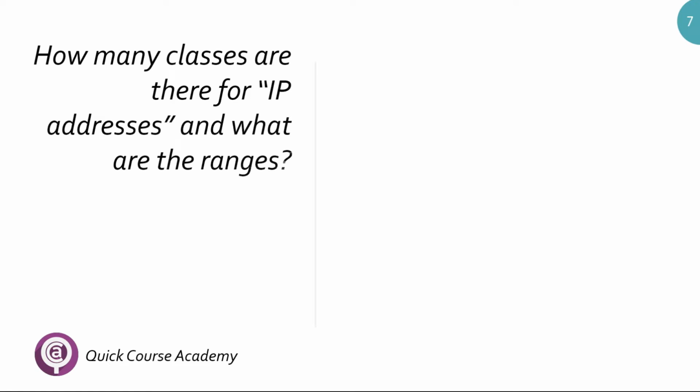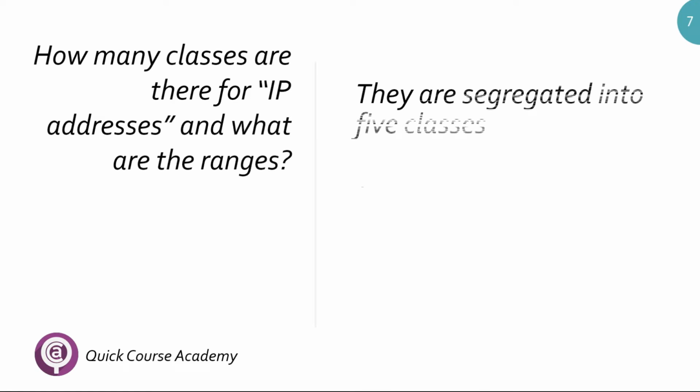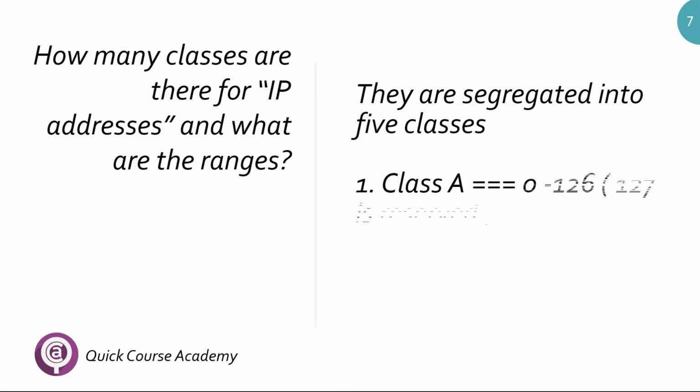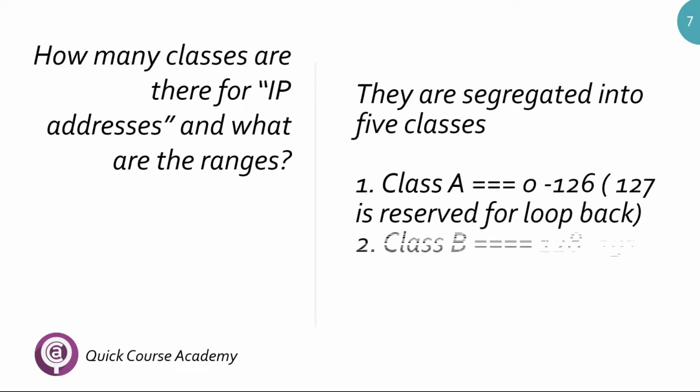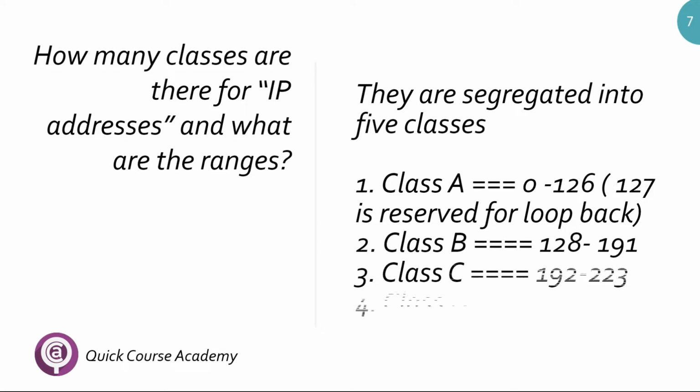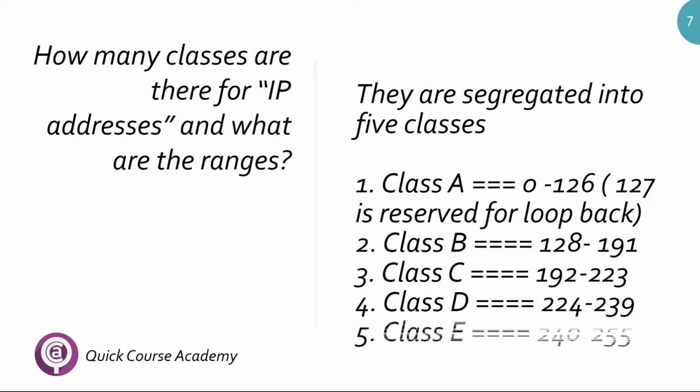How many classes are there for IP addresses and what are the ranges? They are segregated into five classes. Class A: 0 to 126. Class B: 128 to 191. Class C: 192 to 223. Class D: 224 to 239. And Class E: 240 to 255.